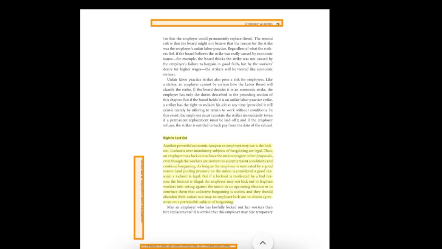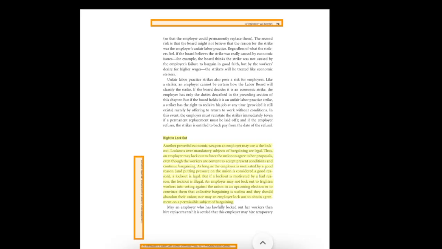Another powerful economic weapon an employer may use is the lockout. Lockouts over mandatory subjects of bargaining are legal. Thus, an employer may lock out to force the union to agree to her proposals, even though the workers are content to accept present conditions and continue bargaining. As long as the employer is motivated by a good reason, and putting pressure on the union is considered a good reason, a lockout is legal.